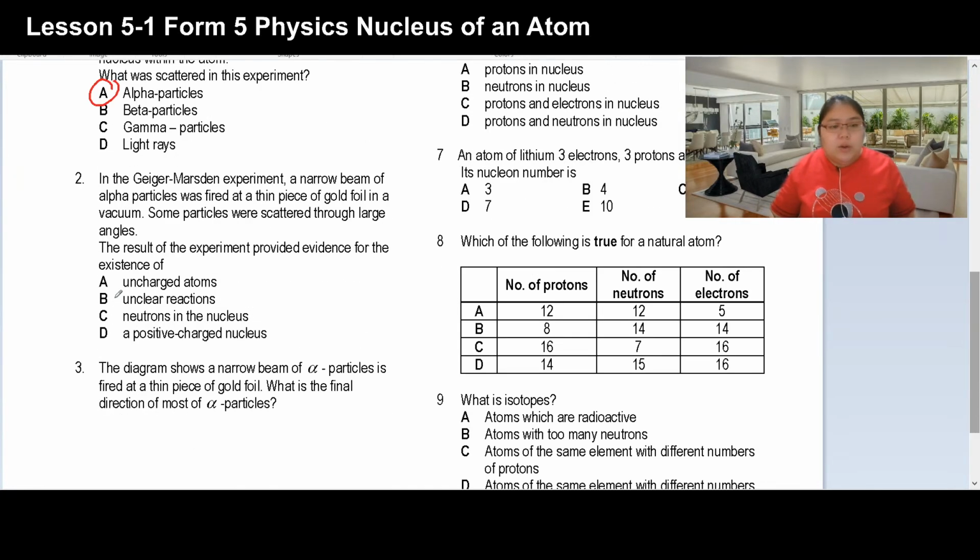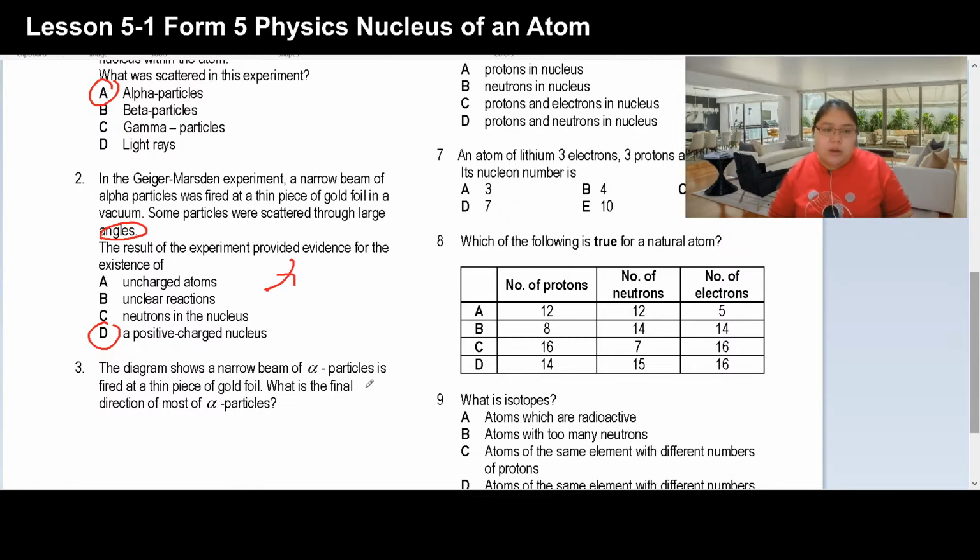Number 2: a narrow beam of alpha particles is fired at a thin piece of gold foil. Some of the particles are deflected through large angles. The result of the experiment provided evidence of the existence of what? Why do they bend? Importantly, inside the nucleus we have positive charge. Number 3: the diagram shows a beam of alpha particles fired at a thin piece of gold foil.